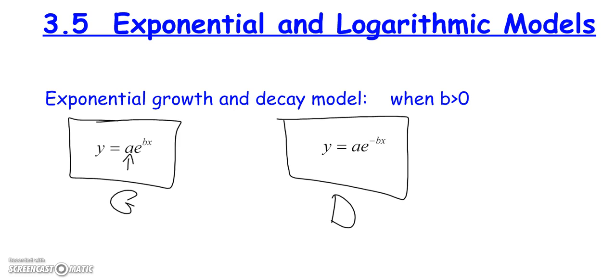Now, if b is positive, it's going to mean your model is growing, and if b is negative, it's going to mean your model is decaying. Other than that, the constant in front of e can change, and depending if b is positive or negative, that's your growth and decay.